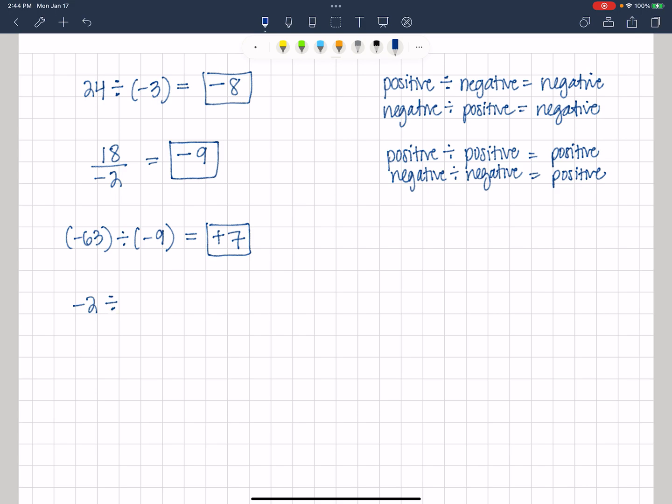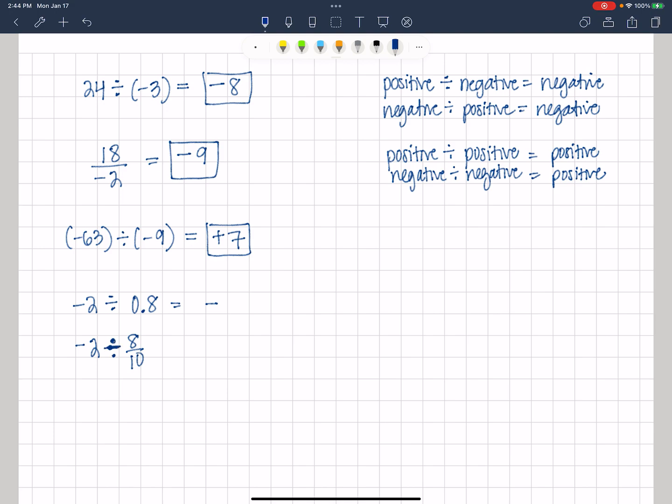-2 divided by 0.8. Negative divided by a positive is a negative. And then I like to change my decimals when I'm multiplying and dividing into fractions if that's going to help me. And in this case, it's going to help me. Negative 2 divided by 8/10.